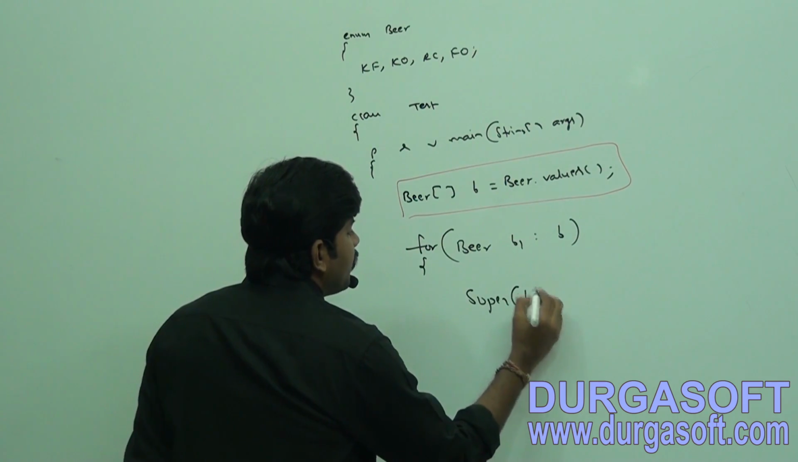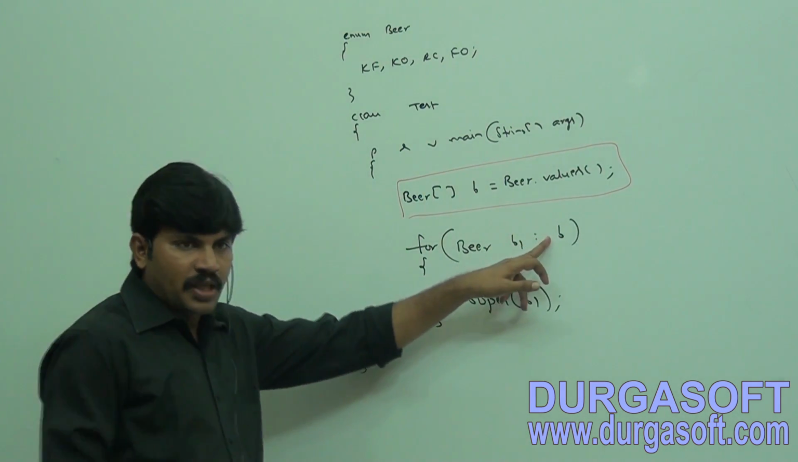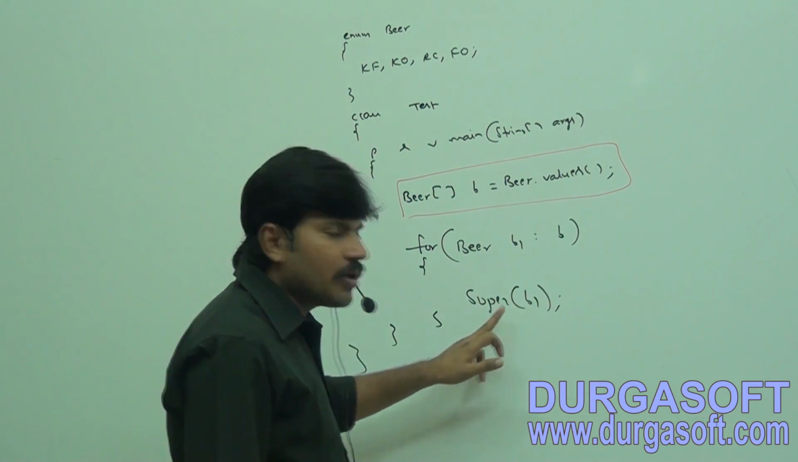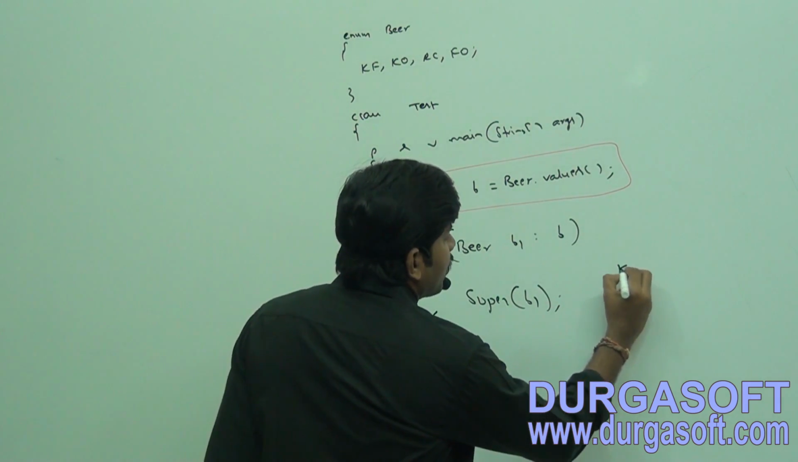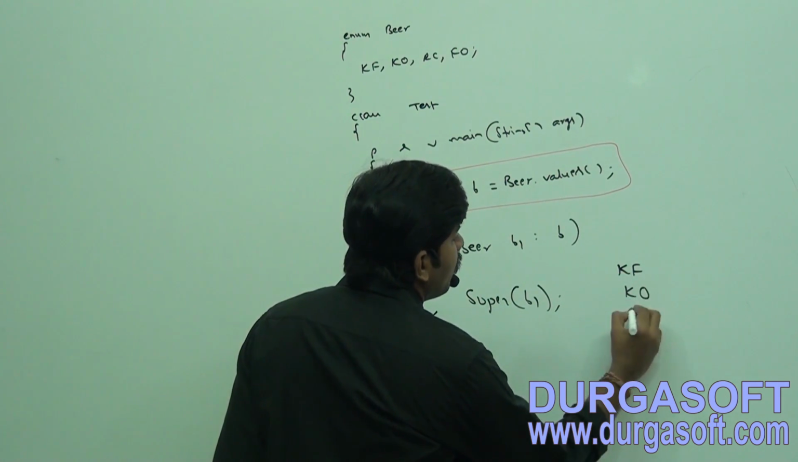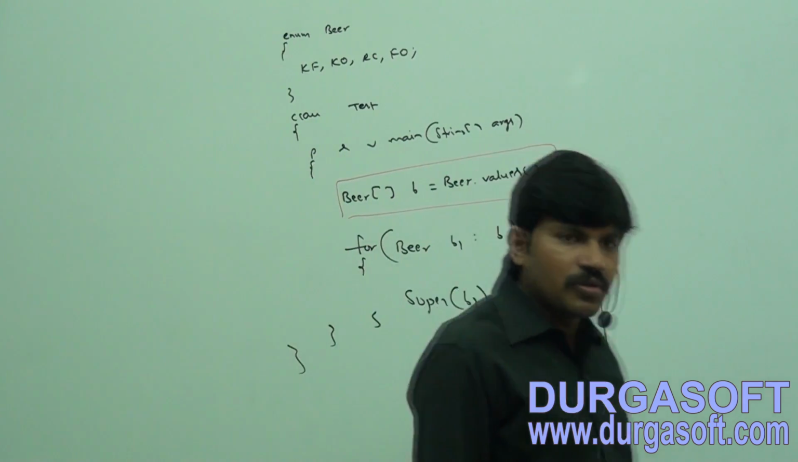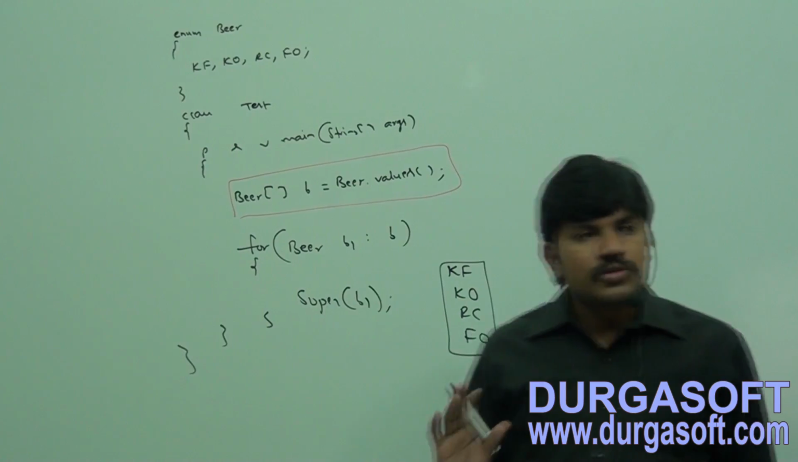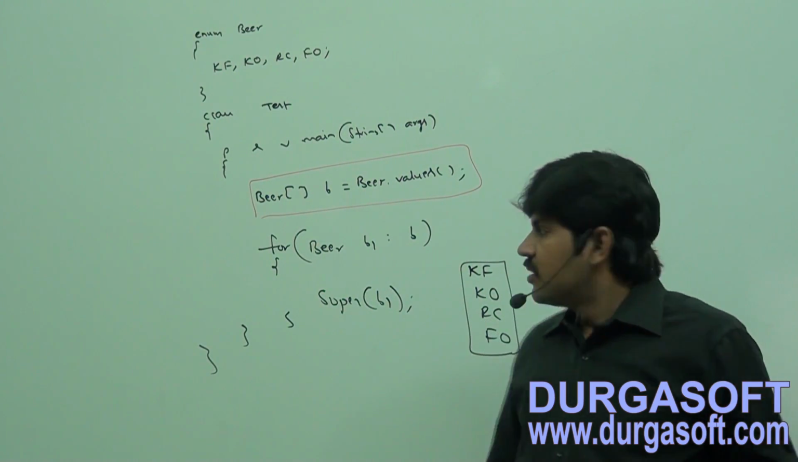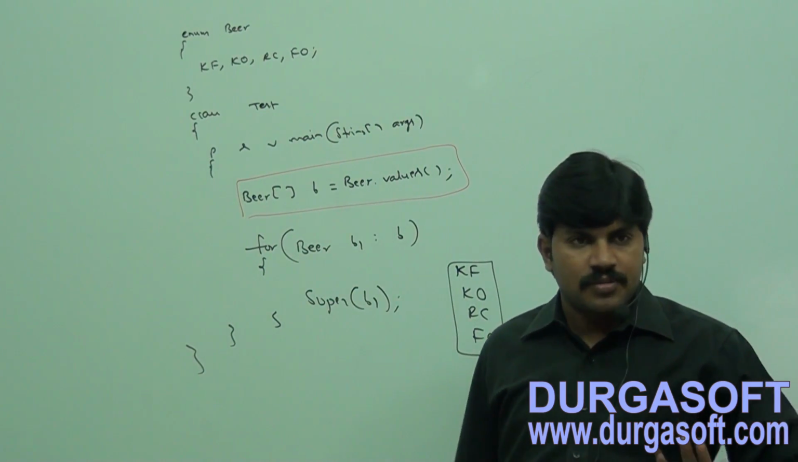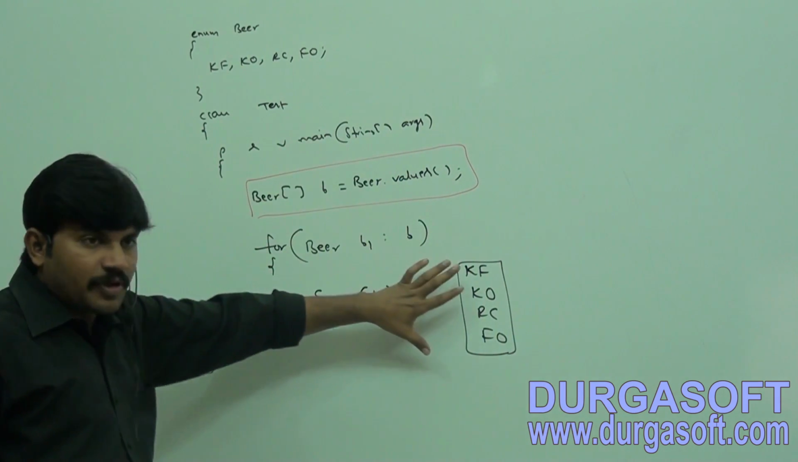System.out.println of b1. Sir, can you please print every Beer object present inside the Beer array? Then we can go for SOP of b1. What output are we going to get by default? KF, KO, RC, FO. Are you able to understand? So the purpose of the values method is to list out all values present inside an enum. But again, let me execute and show the corresponding output.